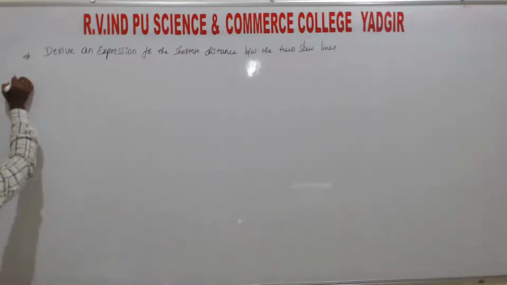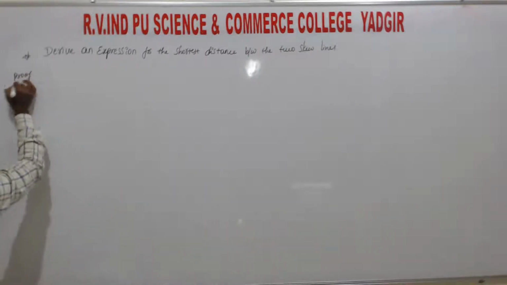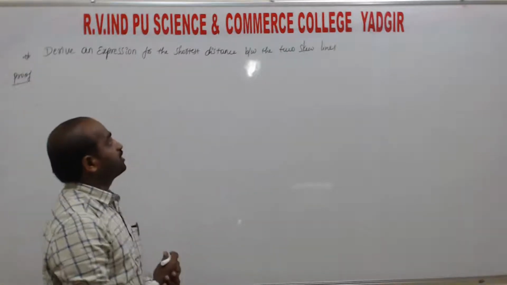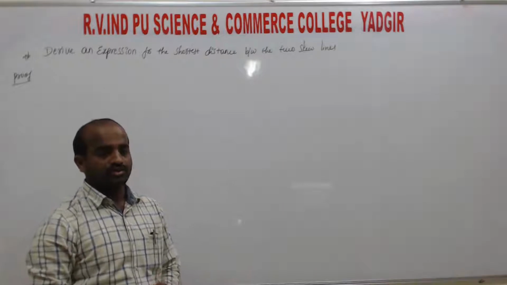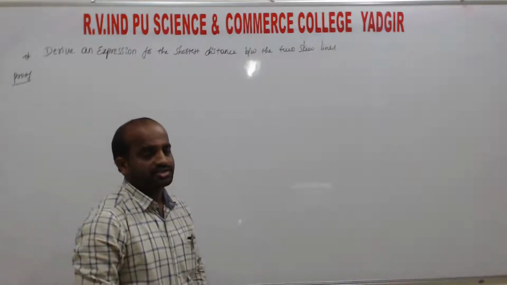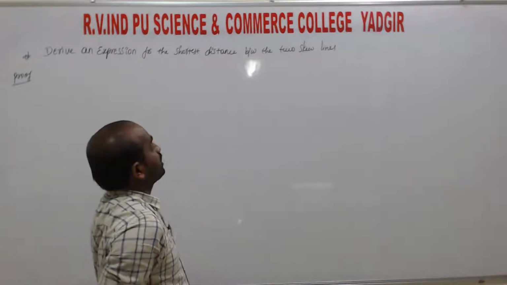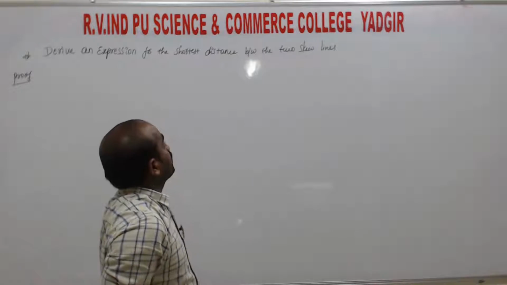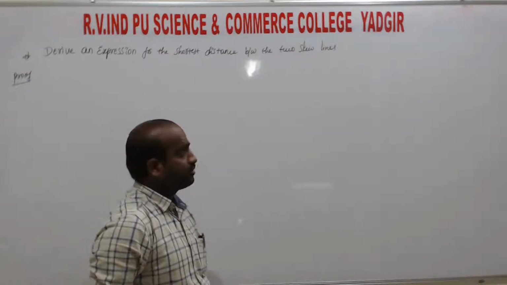Proof. First you listen here, then note it down. Derive an expression for the shortest distance between two skew lines. If two lines are given, then find the shortest distance between the lines; the question may not mention skew lines or parallel lines. Three-mark problems are very important in this part.